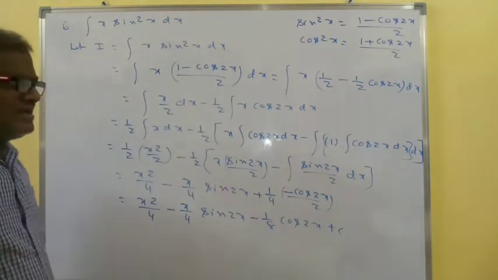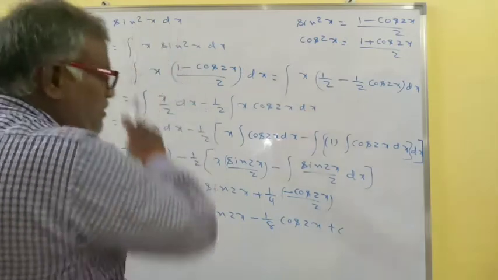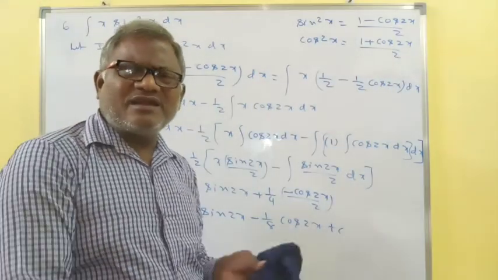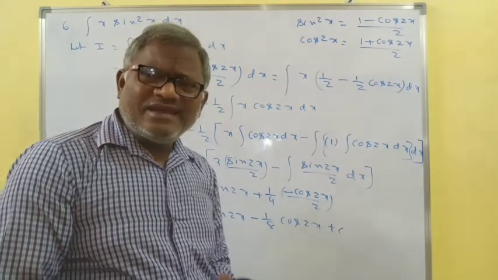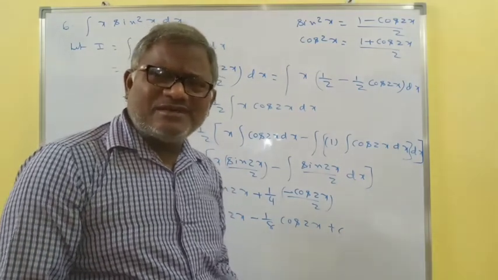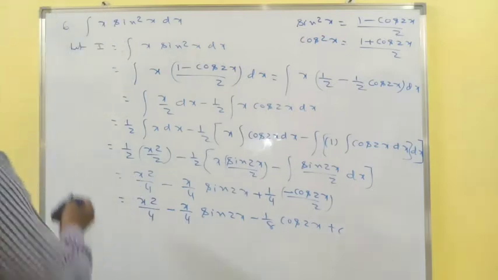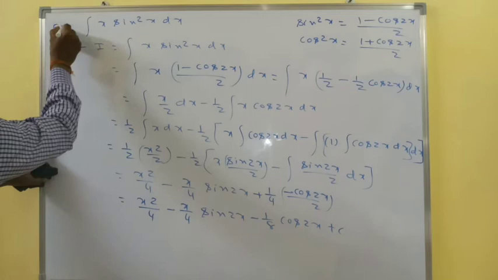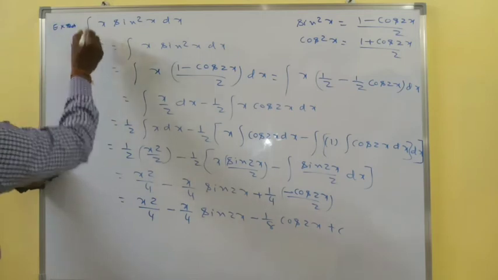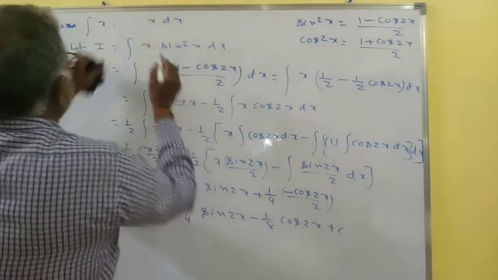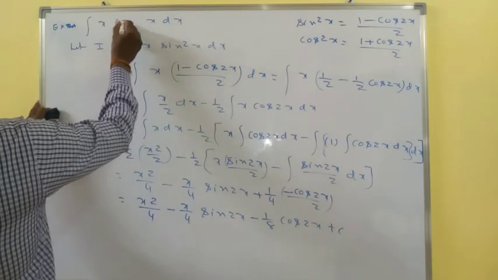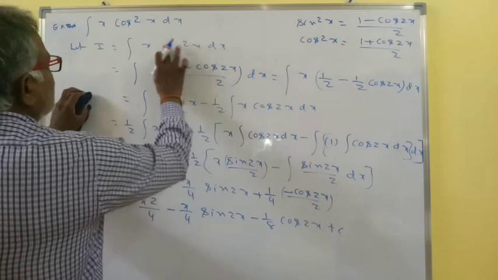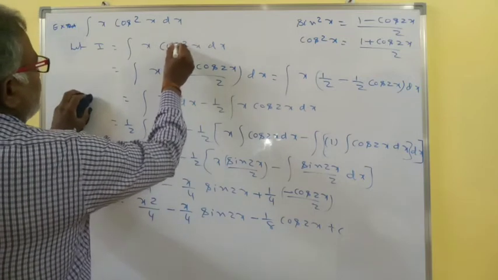Suppose the same problem is given like this. Actually, in this textbook the problem is not there, but whenever the question appears in our examination, this is what you have to do. So, extra question: x into cos square x dx. So x into cos square x dx.